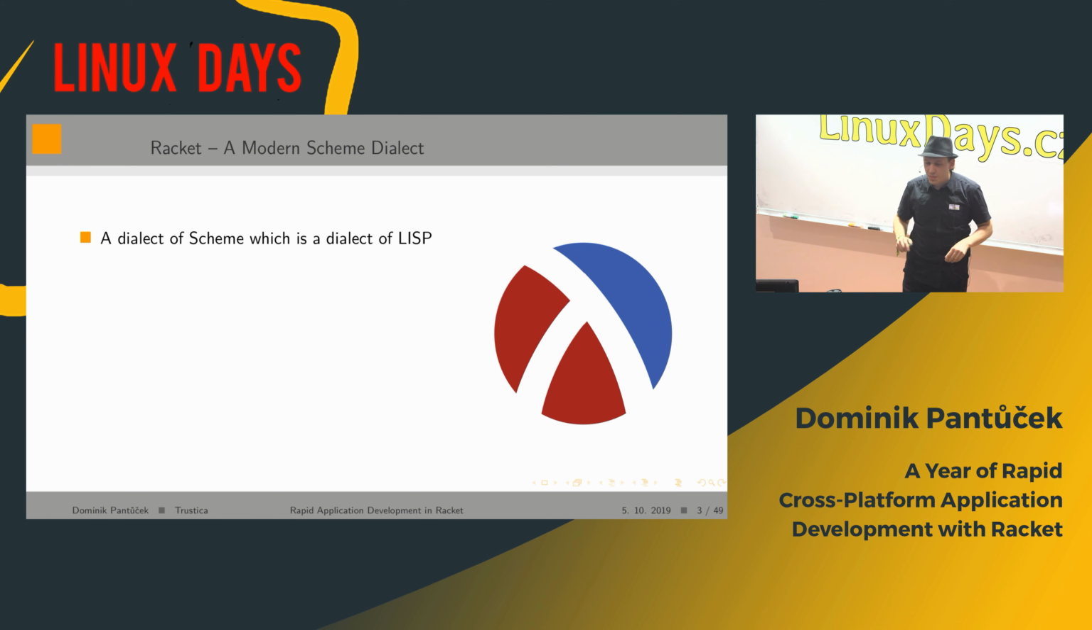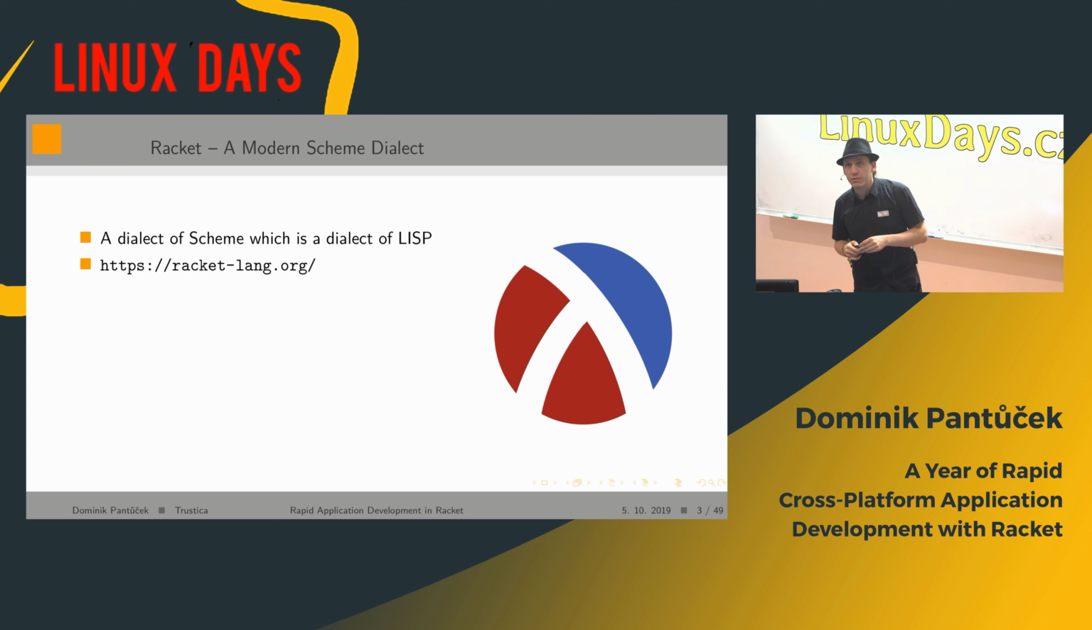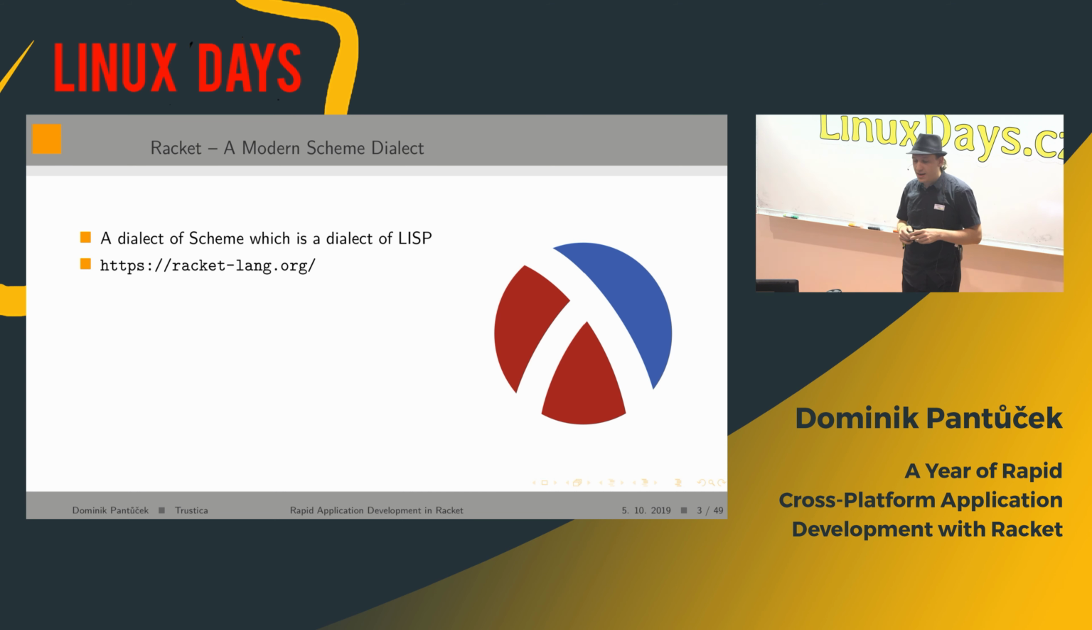So let's start with some introduction, what Racket is. It's a dialect of scheme, which is a dialect of Lisp. What does it mean? Yes, lots of stupid, irritating parentheses. That's what it is still after 60 years. It's got a web page. You can download it there for most platforms. It's got a nice logo. By the way, that logo is the lambda symbol from lambda calculus. We'll get to that later on.